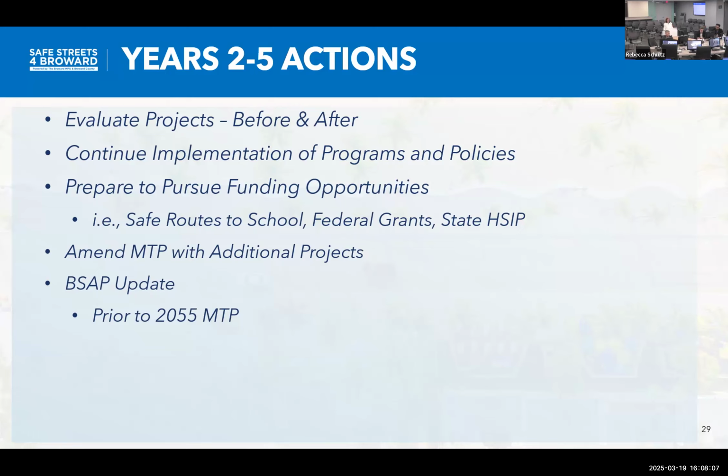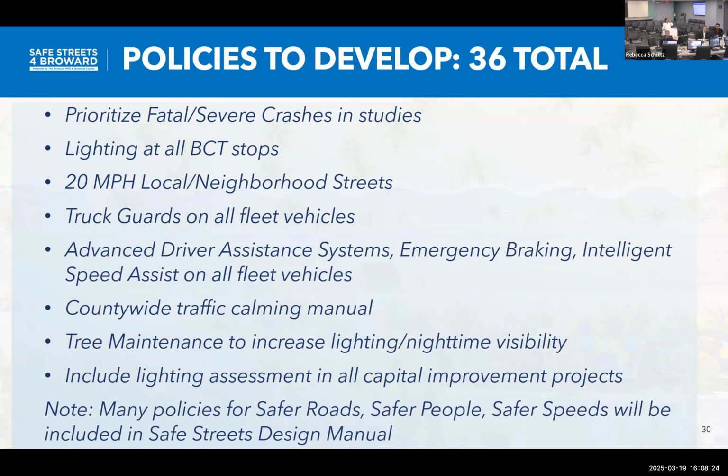Are we pursuing it? Amending our MTP with additional projects as they come up and really making sure that we're keeping that up to date. And then doing our annual BSAP report and maybe even a potential update in year 5. And then basically moving forward to policies, we have 36.